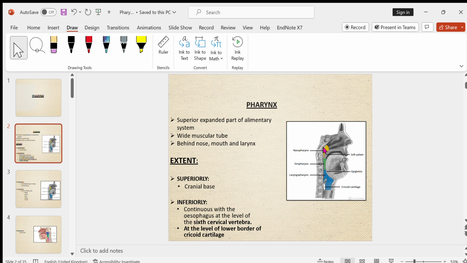The three parts of the pharynx are the nasopharynx, this yellow colored nasopharynx, this green colored oropharynx, and this blue colored laryngopharynx. As the name indicates, the nasopharynx is behind the nasal cavity, the oropharynx is behind the oral cavity, and the laryngopharynx is behind the larynx. The extent of the pharynx is such that it initiates at the level of the cranial base and extends till the C6 vertebra at the level of the cricoid cartilage.